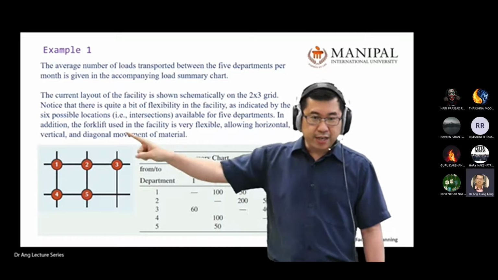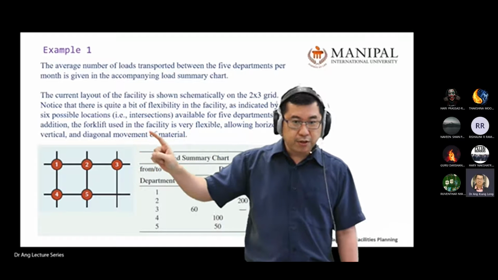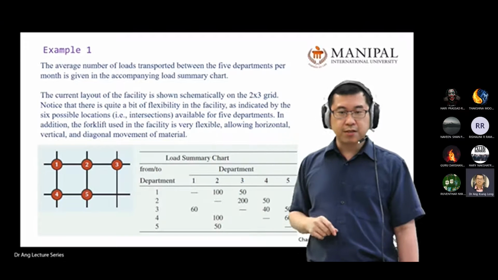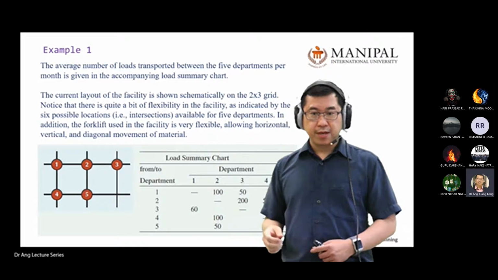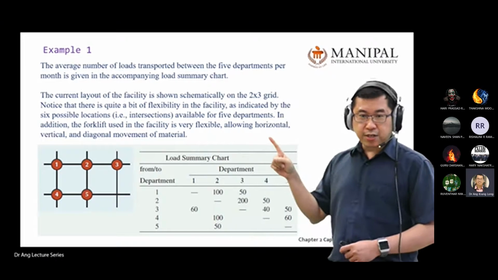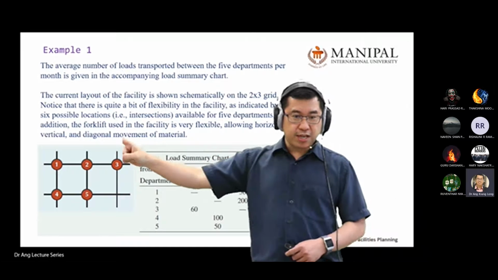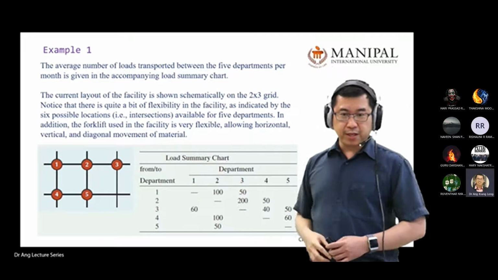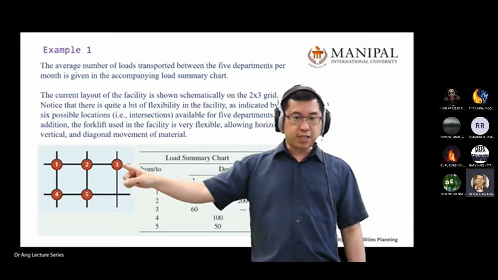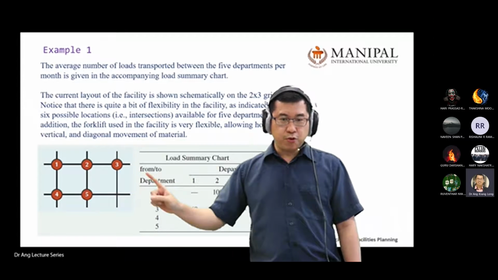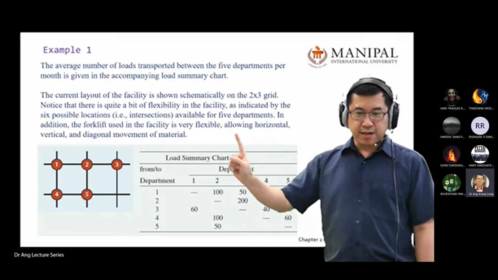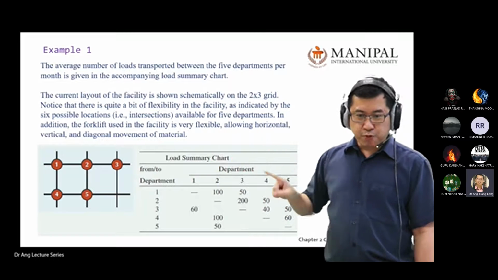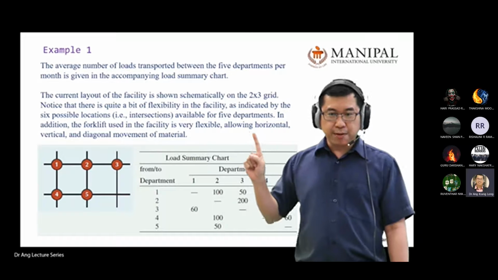Available for 5. Okay. In addition, the forklift used in the facilities is very flexible. Means the way you move your material is very flexible. There's no restriction, allowing horizontal, vertical, diagonal movement of the material. What does it mean? You have 6 positions there. You can move up, you can move right, you can move down, or even you can move diagonal.